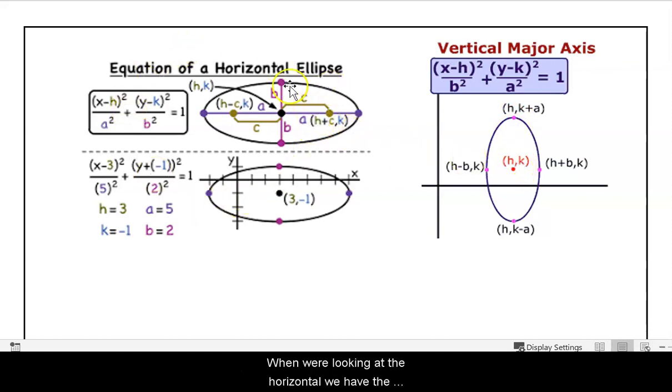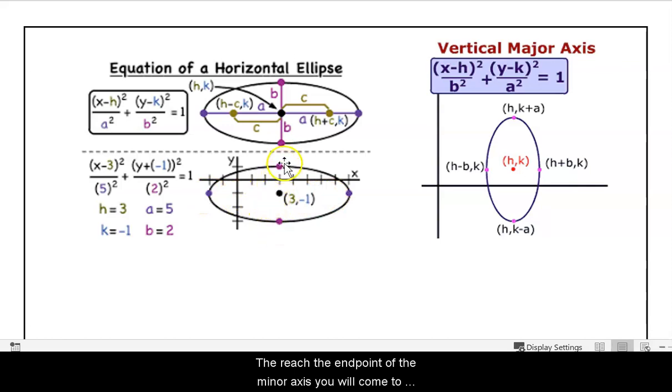When we're looking at the horizontal, we have the opposite situation. (h, k) is again the center, here represented by (3, -1). To get from the center to the endpoints of the major axis, since it is now oriented horizontally, we need to take h, which is 3, and add and subtract the a value, which here is 5. That will put us at 8 and at -2.